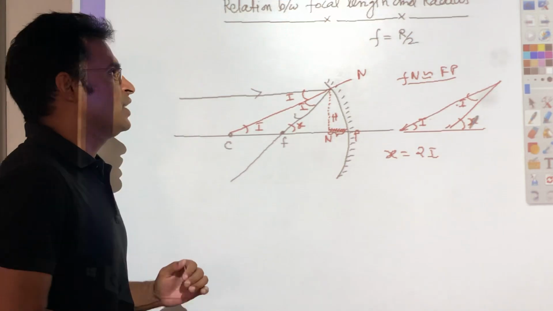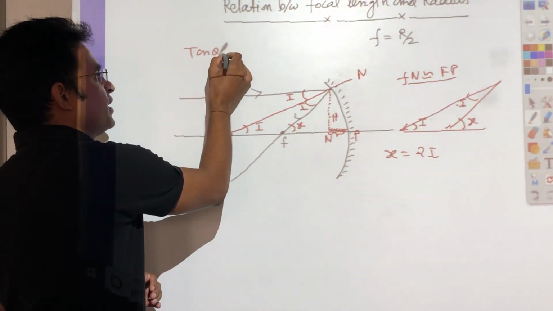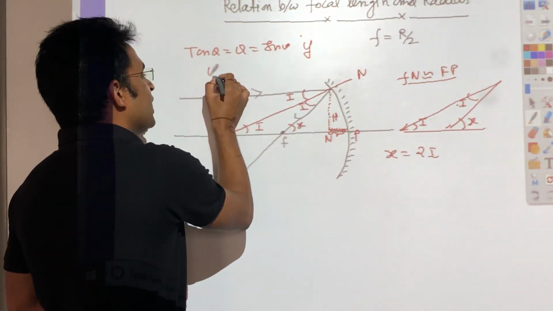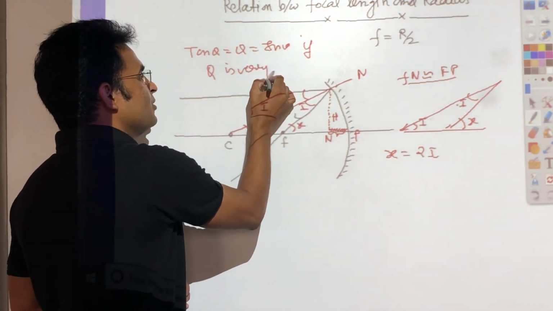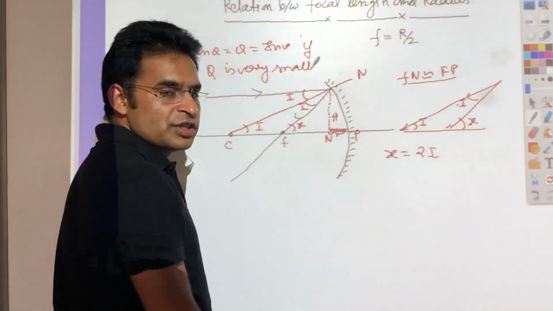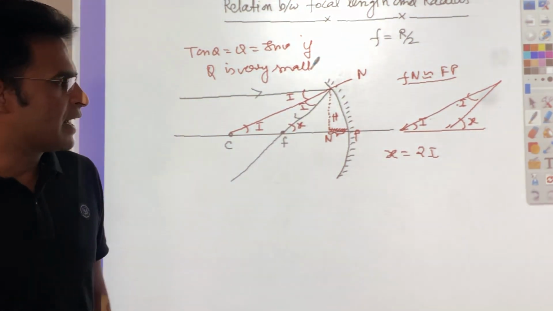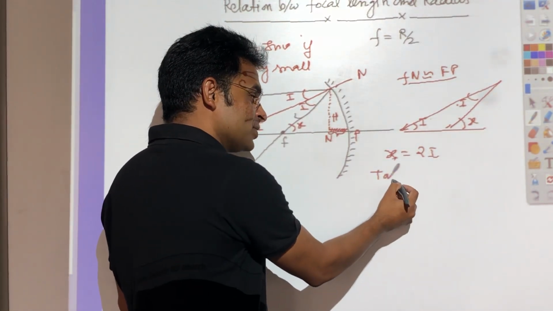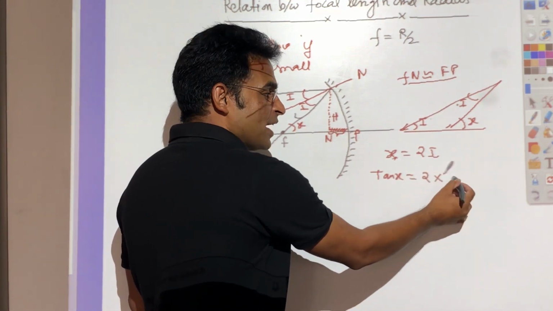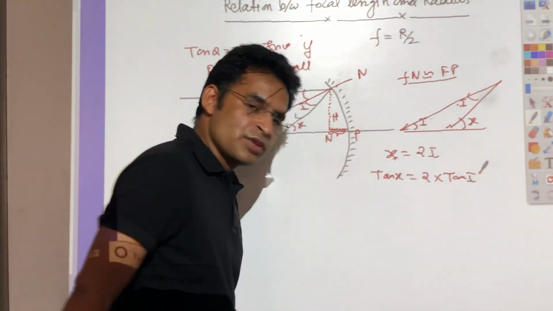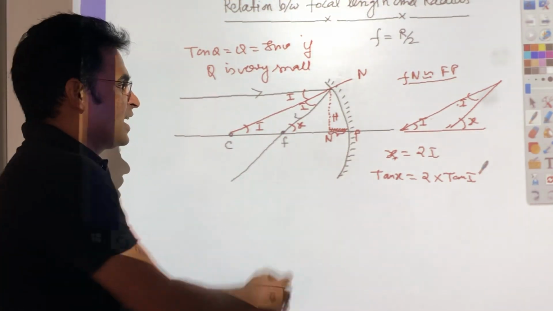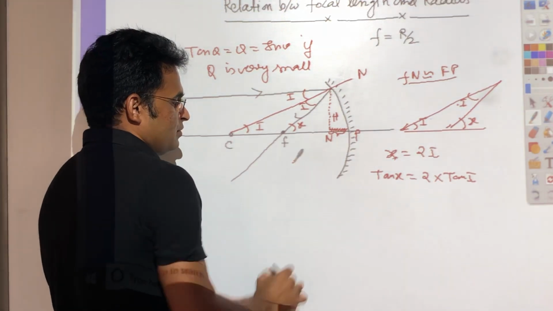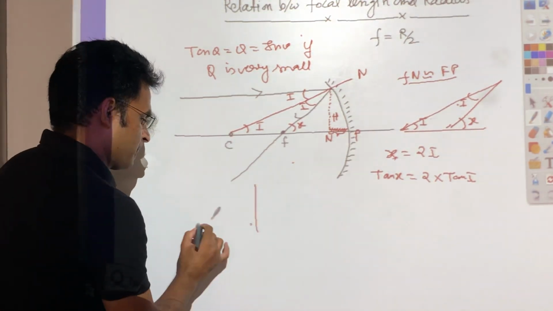And if this angle is very small, if any angle is very small, then tan theta is equal to theta is equal to sin theta. For a very small angle, tan theta is equal to sin theta is equal to theta, we can write. So similarly, after using this property, in place of X I can write tan X and 2 as it is. In place of I, I can write tan I. So if you look at this triangle, tan I from this triangle is equal to... but I will make another triangle over here, see.